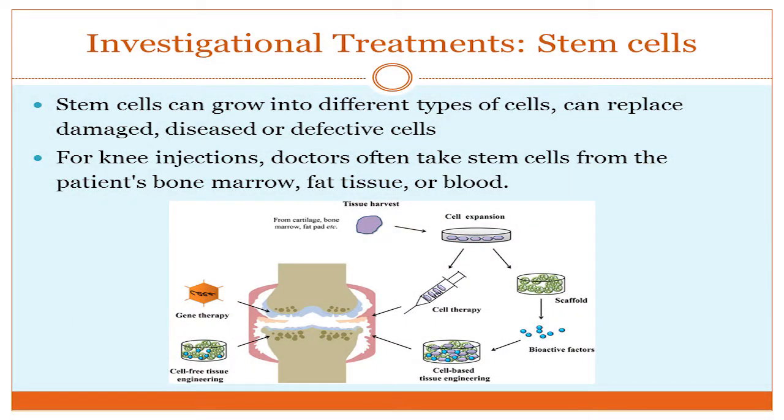Okay, so finally, stem cells. Stem cells have the ability to grow into different types of cells and can replace damaged, diseased, or defective cells. For injections to the knee, doctors often take stem cells from the patient's own bone marrow, fat tissue, or blood. So, basically the way this works is the stem cells are harvested, they're expanded in culture, they can be processed in different ways and then injected into the joint.